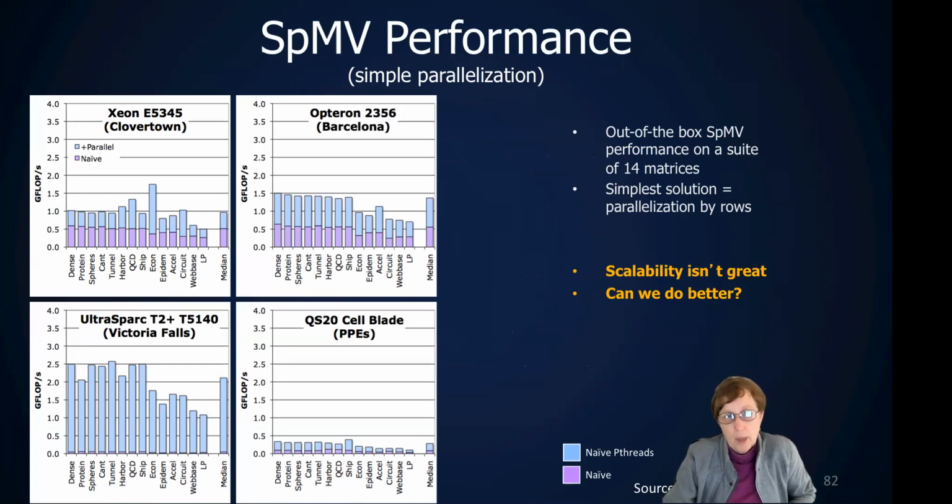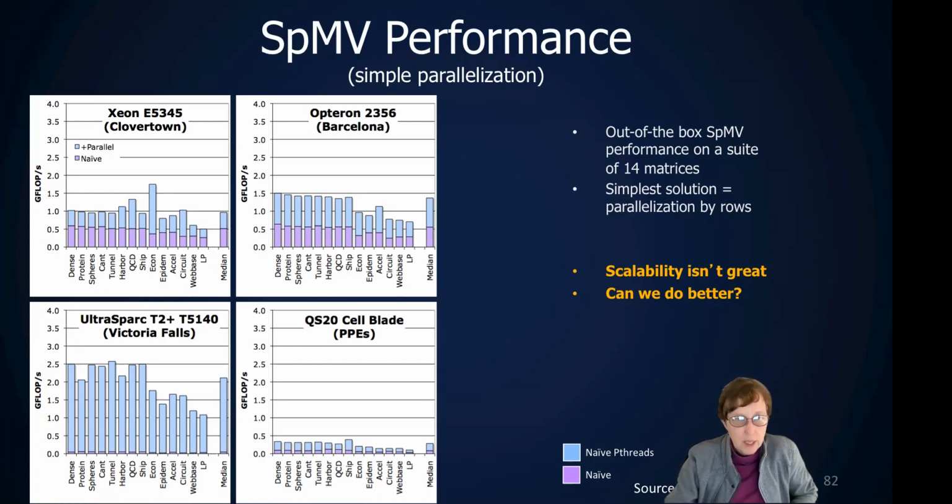So let's look at what happens with real matrices. These are a bunch of different matrices. Again, the leftmost one is a dense matrix in sparse format. The rightmost bar here is the median across all of these matrices. There's a linear programming matrix, which is the rightmost one in the clump. And a circuit simulation matrix also tends to be a really hard one. That's the web space matrix. These are organized easier on the left and harder on the right.